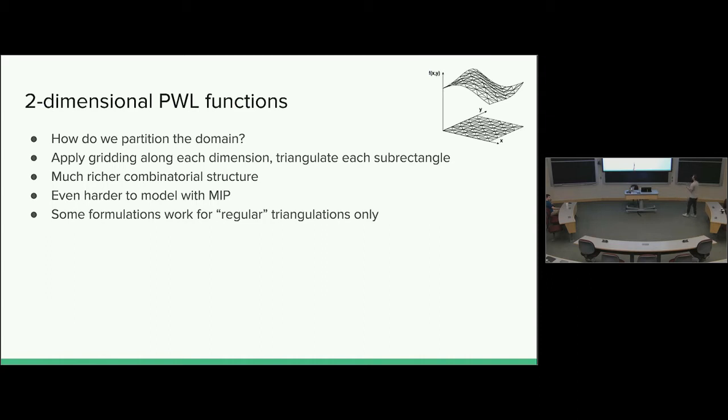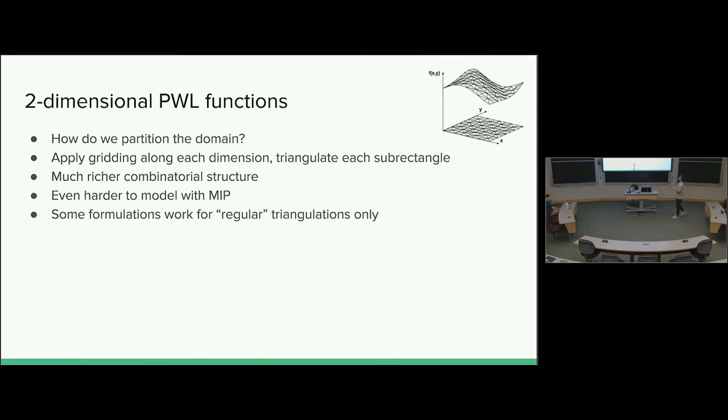Now, if you're in 2 dimensions, how do you partition the domain? So one approach here that we see, the standard approach, is you grid along each one of the dimensions. So for a 2-dimensional function, you grid along the x dimension, so you pick some points. You grid along the y dimension, so you pick some more points, and that gives you a grid and some sub-rectangles, and each one of the sub-rectangles you take and you triangulate it. You chop it in half into 2 triangles.